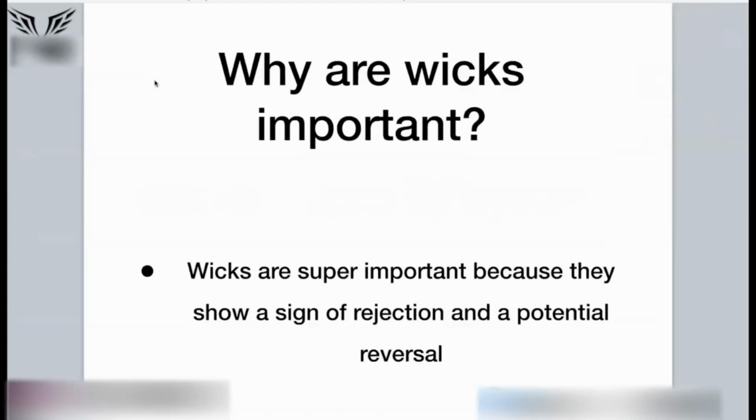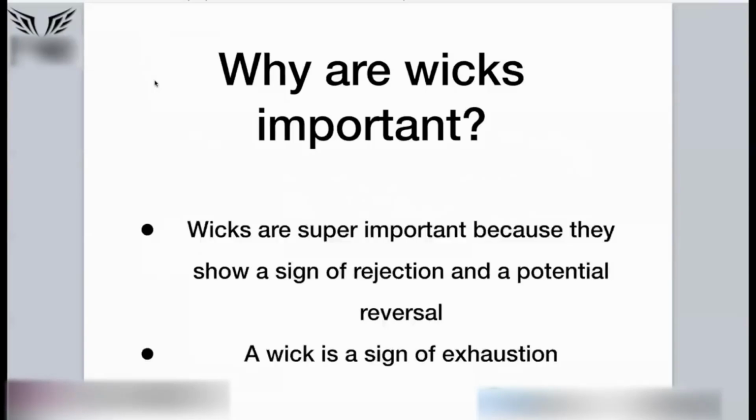Well, first of all, wicks are super important because they show a sign of rejection and a potential reversal. So they give you so much important information that you really need to understand when it comes to reading market structure, especially when you put these two confluences together, you have something very powerful.